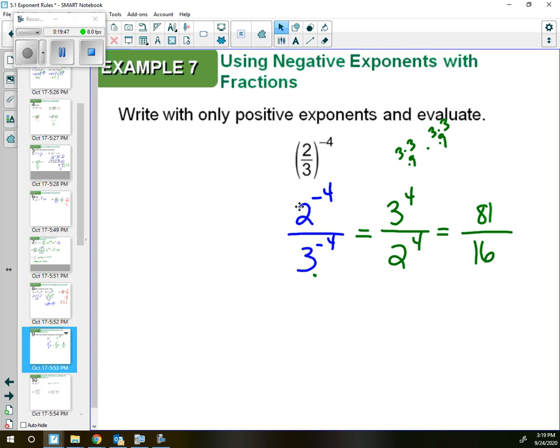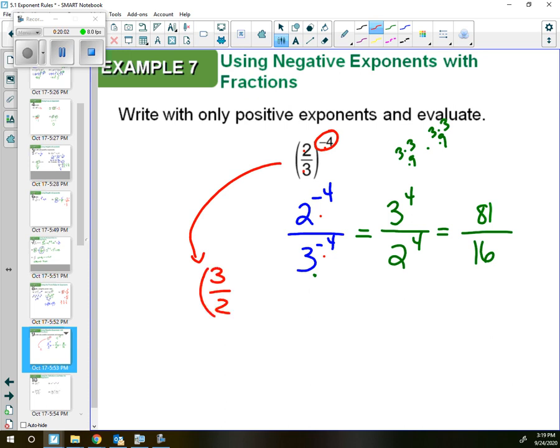Now, here's what some people do right away. Instead of doing this negative step and then switching it, some people will look at this and say, okay, -4 means reciprocal. What's the reciprocal of 2/3? Well, it's 3 over 2, and then I'm going to be raising that to the 4th, and then they're going to do 3 to the 4th over 2 to the 4th, which is exactly what we did as well. So some people just flip the whole thing right away. Some people write them individually first and then flip. Ultimately, the negative exponent means reciprocal. You can do it either way.